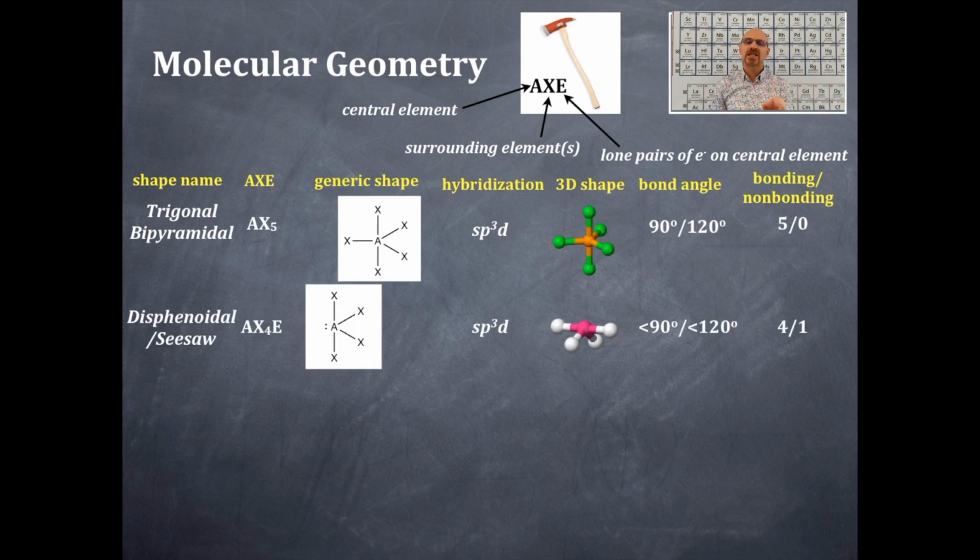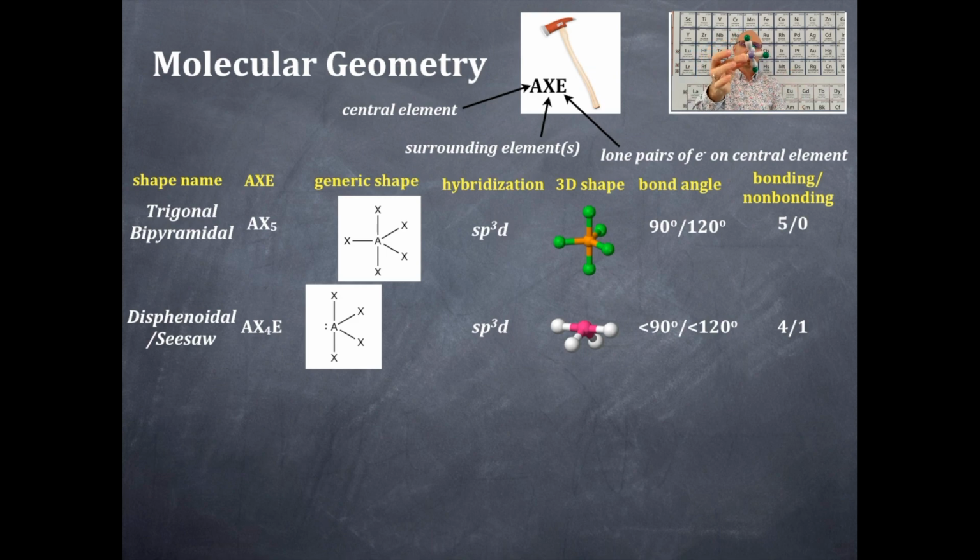Our next structure is disphenoidal or seesaw, and that's AX4E. There's that basic Lewis dot structure. It is also sp3d hybridized, and there's that ball and stick model. It's less than 90 and less than 120. There's 4 bonding, 1 non-bonding domain. And I'm going to show you that structure right here. You should see that this is the seesaw shape. You should also see that that lone pair of electrons is within that planar structure because it requires more space. That's why it's in the 120-degree space. This lone pair of electrons is compressing all the bonding pairs. That's why it's less than 90, less than 120, and you get the 4 and 1.